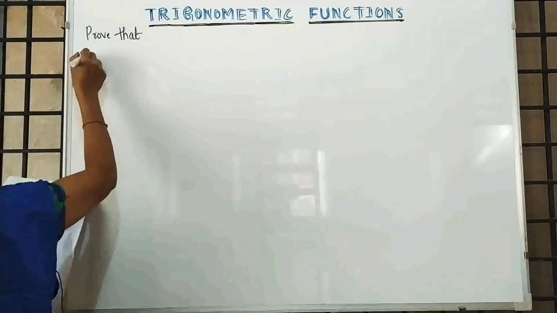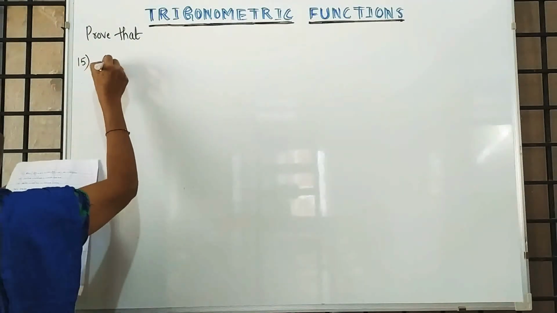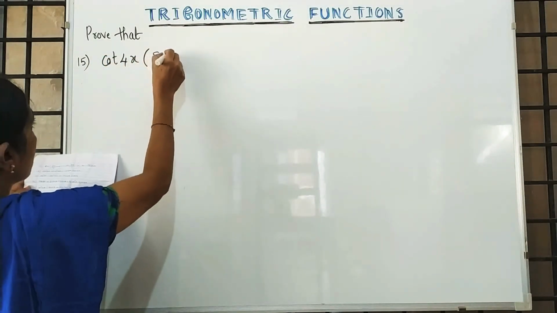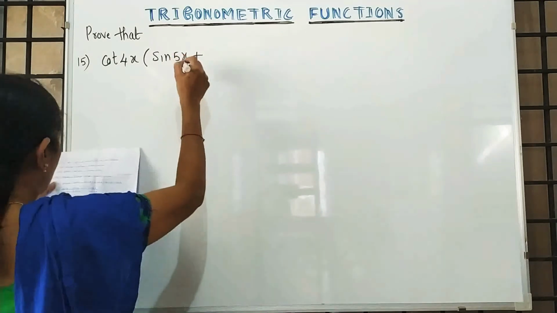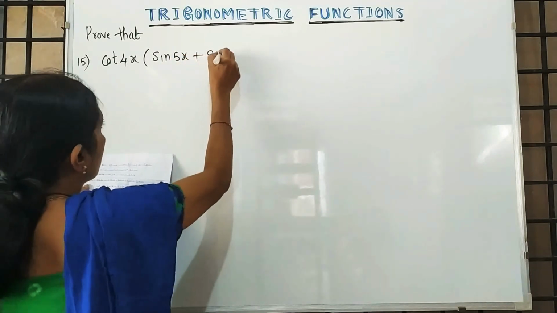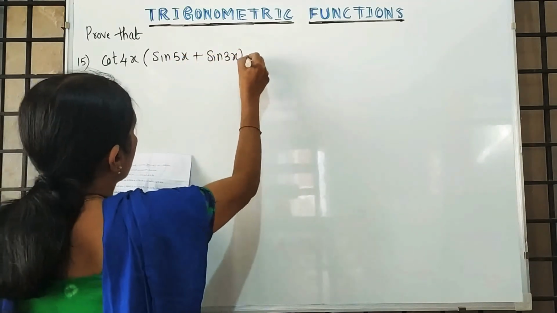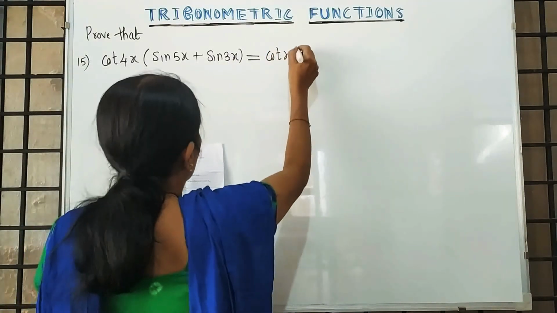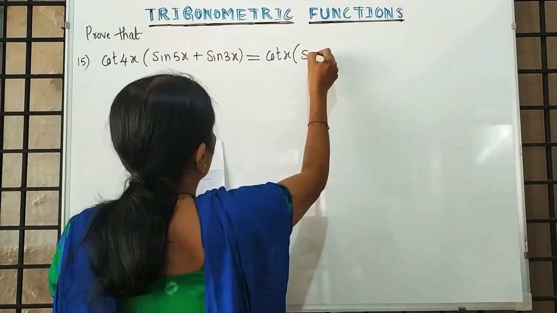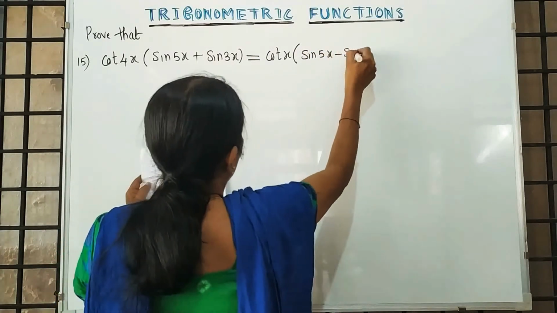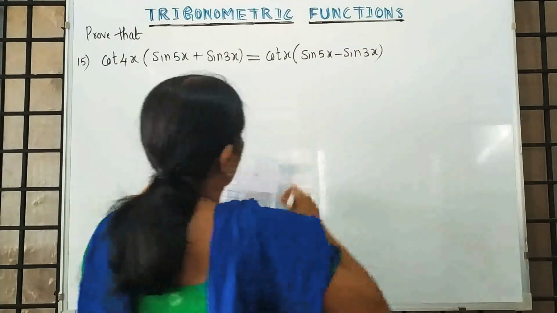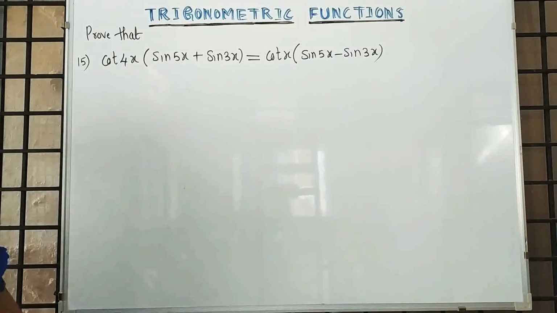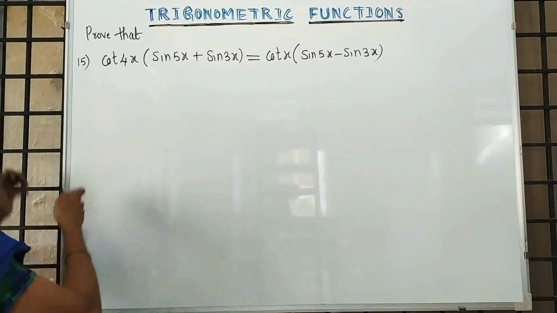Prove that cot 4x in the bracket sin 5x plus sin 3x is equal to cot x in the bracket sin 5x minus sin 3x. So first we have to solve the left side and right side separately. First write down the LHS.